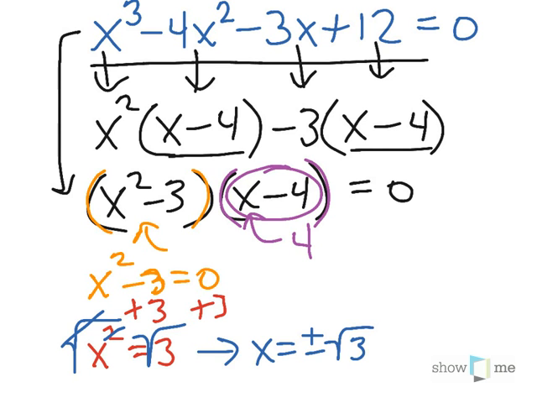Now that's an irrational number. It's 1.7 something and it just keeps going on forever as a decimal. So let's just leave it in exact form. Let's not try to change it to a decimal. You got to remember though, this little plus or minus, that means there are 2 different answers.